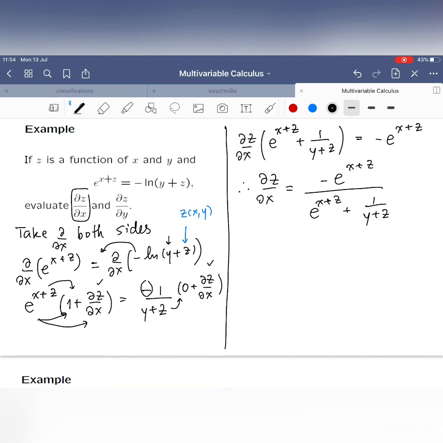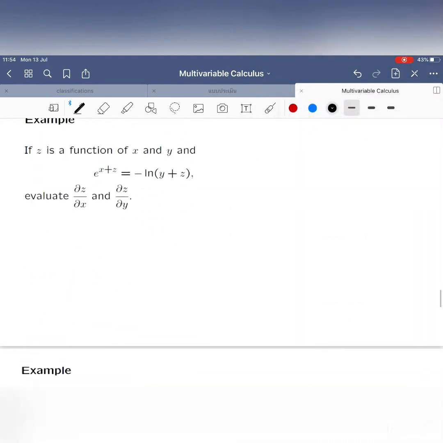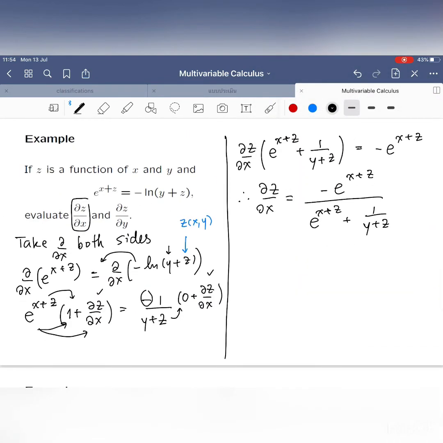And you don't really need to do any simplification or anything. You can just leave your answer like this. That will be good enough to be your final answer.